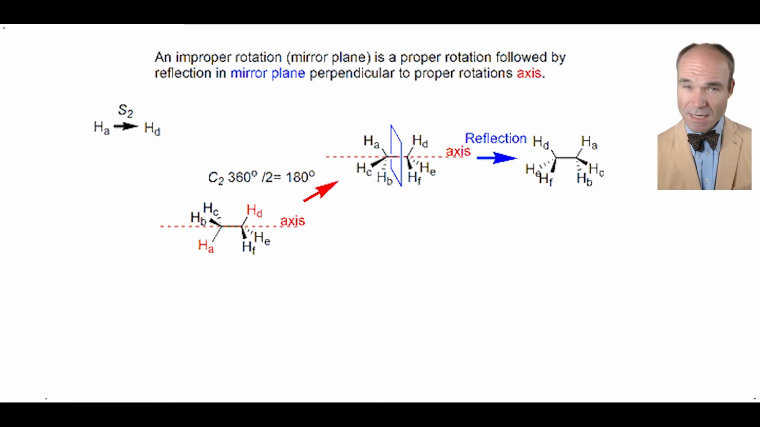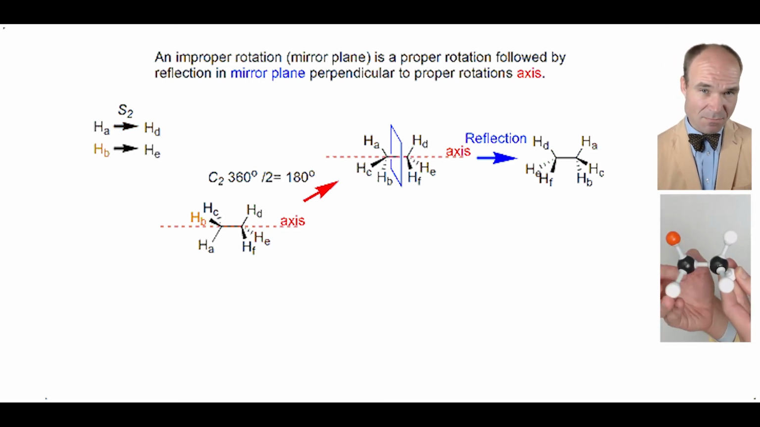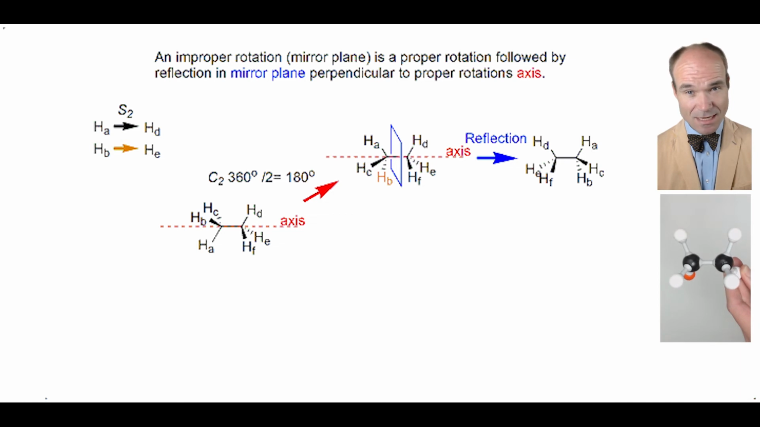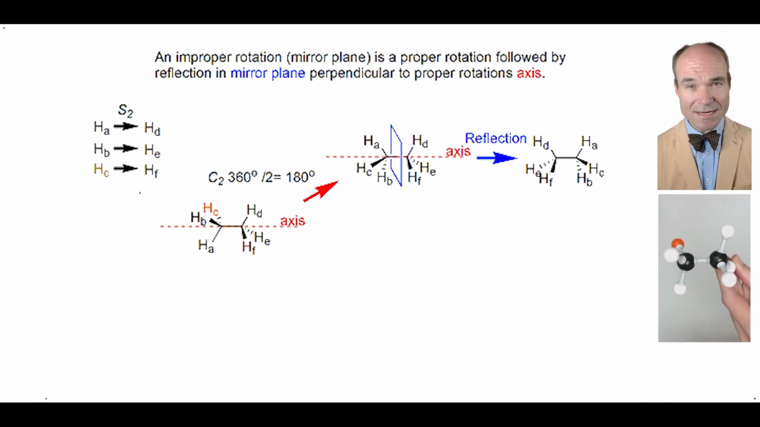So what starts out in the HA position with S2 ends at HD. Where we begin with HB, S2 results in position HE, and performing S2 on HC generates HF.